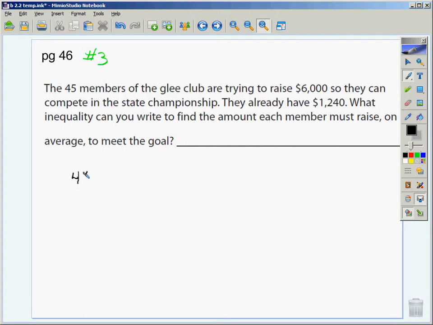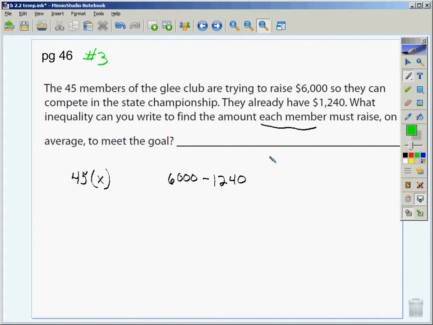Since there are 45 members, and I want to know how much each member should raise, I know that I can take 45 times x, and it would give me the total. Right? If I take 6,000 and I subtract 1,240, that would also give me the total that they need to raise, wouldn't it? It's always a good idea to ask yourself, could they make exactly that amount? In other words, could it be equal and they still be able to go?